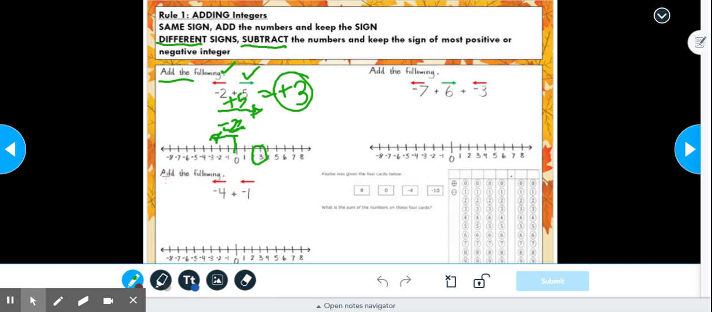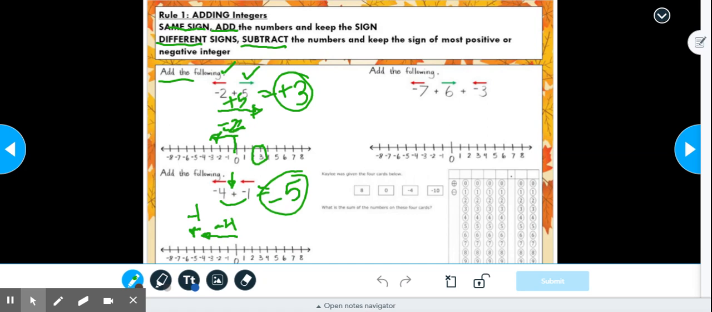So add the following. Well, adding just means put them together. So -4 and -1. We're going to go on the number line, -4. And then it says also continue to go left, -1. If you have 4 negatives and 1 negative, they are the same sign, and we do add the numbers. So 4 plus 1 is 5. So our rule does prove to be true even when we use a number line. And we end up with -5.